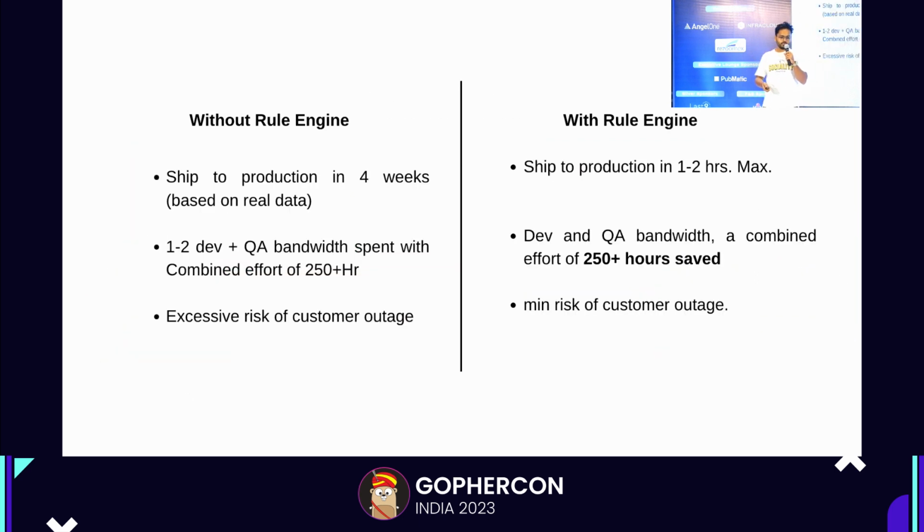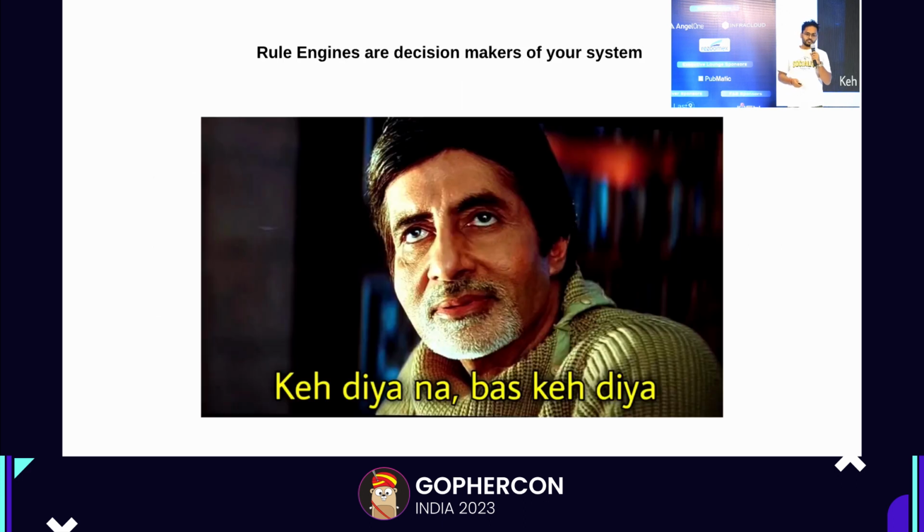Without a rule engine, the time to push to production was about 4 weeks. With a rule engine, it was around 1 to 2 hours. Around 2 developers were involved along with QA bandwidth. It took around 250 plus hours, but now we can save that, and the risk of customer outage is easily minimized. So rule engines are the decision makers of a system. You don't need to couple everything together.